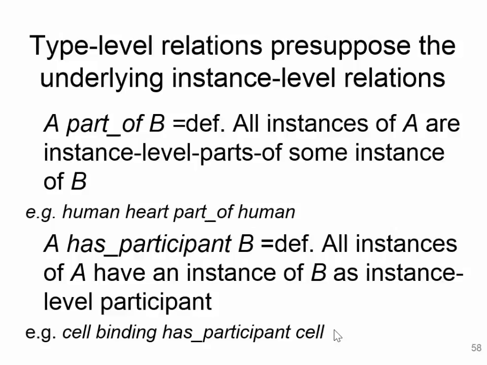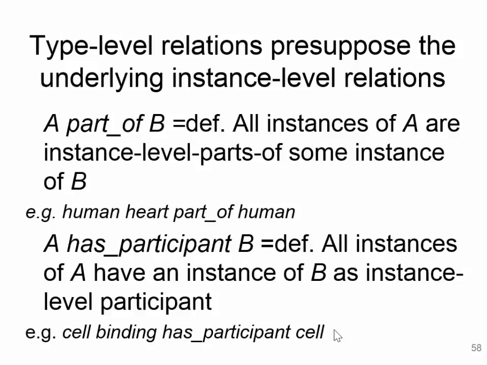The first problem is that for continuants, part of is time indexed, in some cases at least. So you may have a car, and you replace a tire. The tire is part of the car, but only for some times in the history of the car. The car has the tire as part only for some times in the history of the car. And now if we add that time index, we turn part of, for continuants, into a ternary rather than a binary relation. Now that's the problem, because OWL, the web ontology language, really only works well for two-place relations.